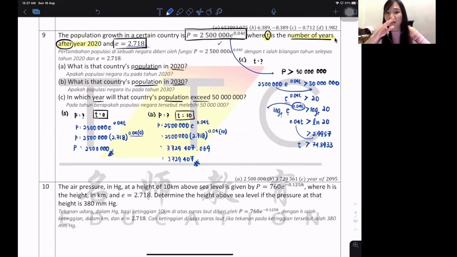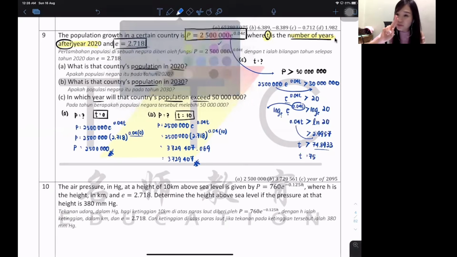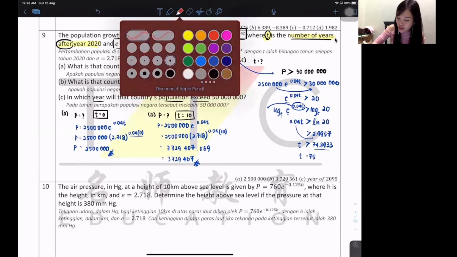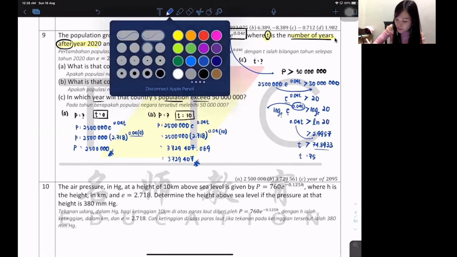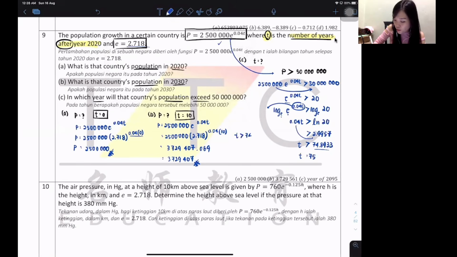So that means based on this particular country, if the population wants to exceed 50 million, it will actually take more than 74.89 years. So more than 74.89 years, that means T will equal 75. Why is it 75? Is it because 74.8 you round up? No. I hope you guys tell me no. It's not because of 74.89. Guys, listen to me. If the question says T is more than 74.0001, may I know what's the T answer?